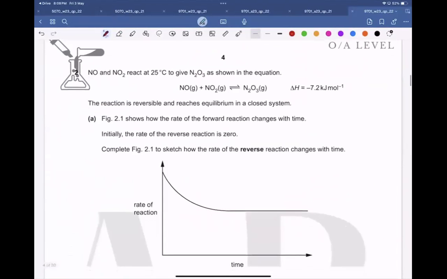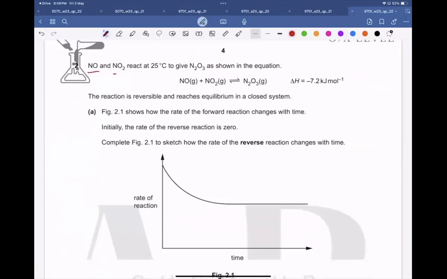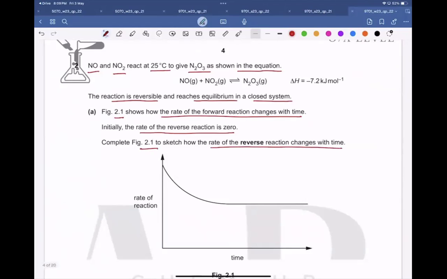Now, question number 2. Nitrogen and nitrogen dioxide react at 25 degrees Celsius to give N2O3 as shown in the equation. The reaction is reversible and reaches equilibrium in a closed system. Figure 2.1 shows how the rate of forward reaction changes with time. Initially, the rate of reverse reaction is 0. Complete figure 2.1. Sketch how the rate of reverse reaction changes with time.